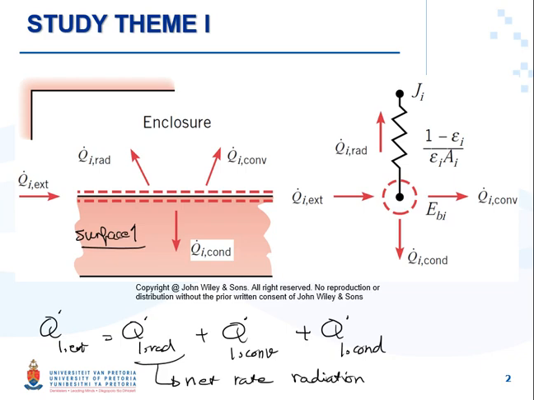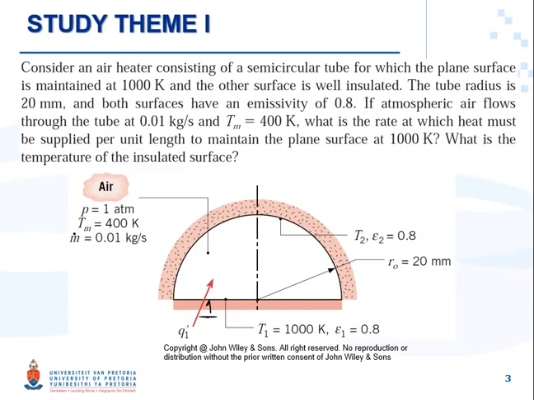Okay, let's solve an example together then. Consider an air heater consisting of a semicircular tube for which the plane surface is maintained at 1000 Kelvin and the other surface is well insulated. Let's say this is surface 1, this is surface 2. Surface 2 is well insulated. Surface 1 should be maintained at 1000 Kelvin. The tube radius is given, surface emissivities are given, and the property of air is given.